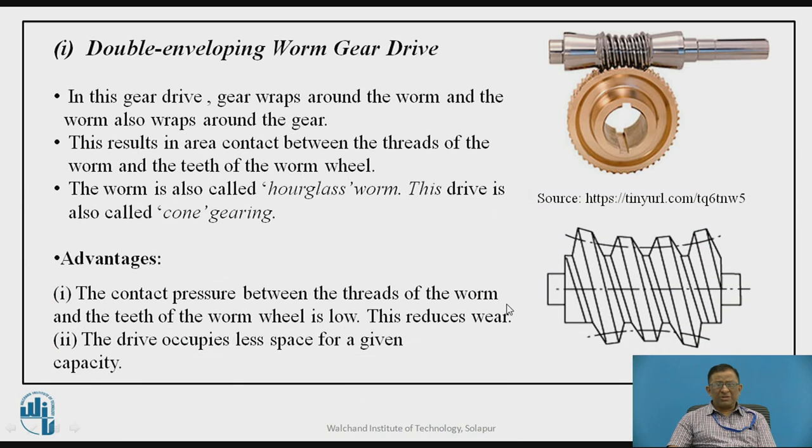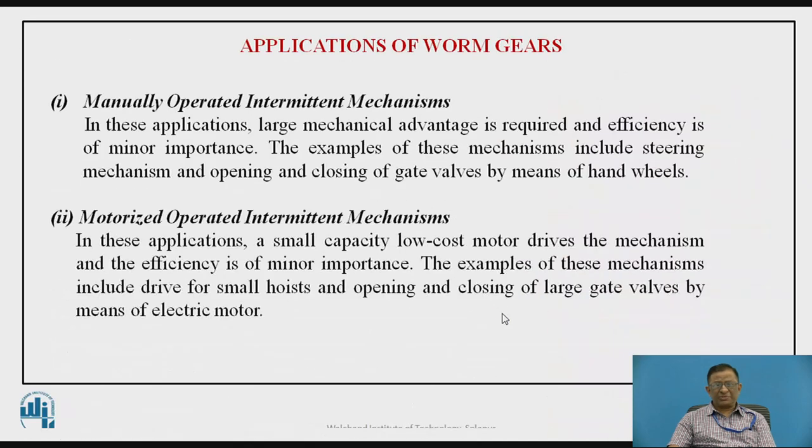Whereas in the case of double enveloping worm gear drive, the thread is cut on a conical cylindrical blank. So a conical shape is there on which the thread is cut, and that provides more area of contact between the worm wheel teeth and the worm thread. And because the large area is in contact, the contact pressure between the threads of the worm and the teeth of the worm wheel is low. So contact pressure is decreased, and because of this decrease between meshing threads, this reduces the wear, and also they occupy less space for a given capacity. So the cost is more, but these are the two advantages. The life is more, and also they occupy less space.